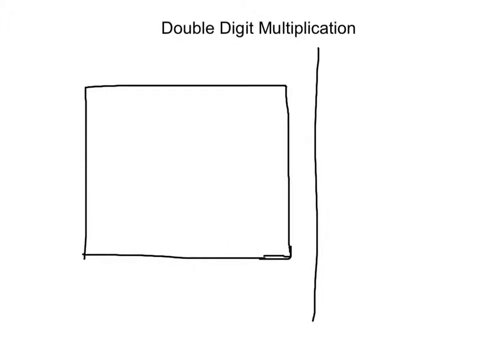I'm going to show you two different strategies. One strategy is the area method. It involves drawing a box and splitting it up and doing some multiplication. The other strategy is breaking apart one number. I tend to like that strategy better because it is a little quicker, but any way you choose to do it is fine.